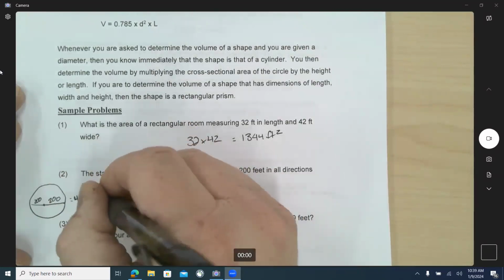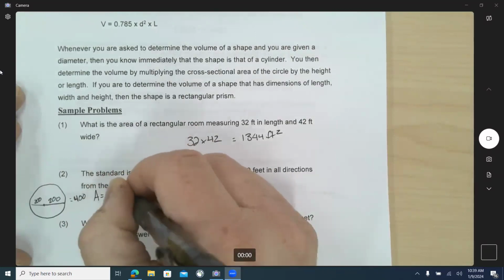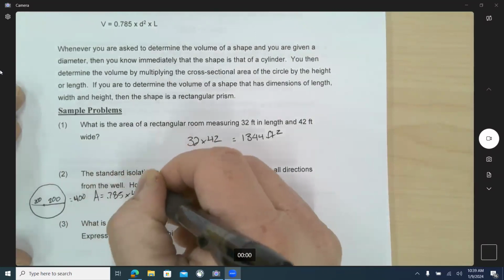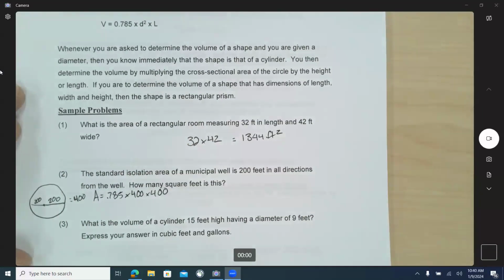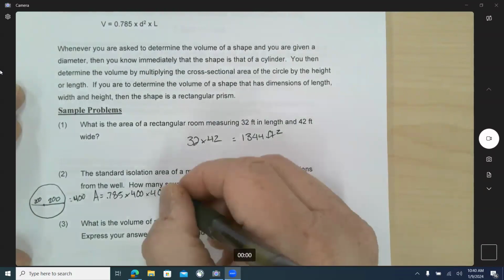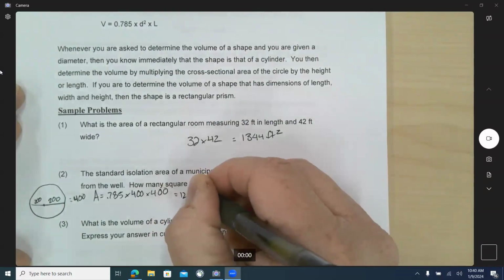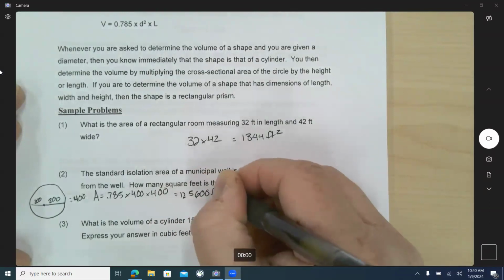So the area is going to equal 0.785 times 400 times 400, which is 125,600 square feet.